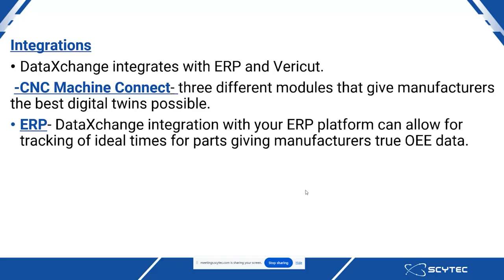you can find out more about CNC Machine Connect, which is our integration to Vericut. And we also do integrate with ERP, which I mentioned earlier, and the data exchange integration with your ERP platform, such as JobBoss, can allow for the tracking of ideal times for parts, giving manufacturers true OEE data.